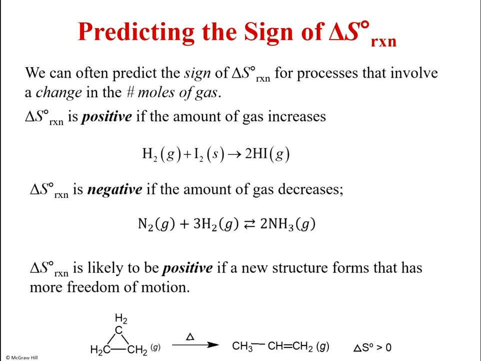And finally, delta S for the reaction is positive if we can look at a structure and it seems to form one that is less restricted. So here, for example, we have cyclopropane, which is a restricted structure. This can open up into propene, and propene, being a linear structure, can move more readily. So delta S in this case is positive.